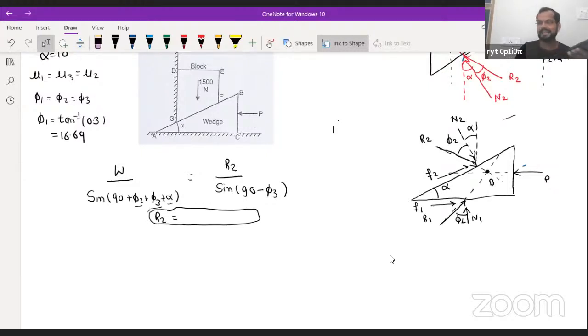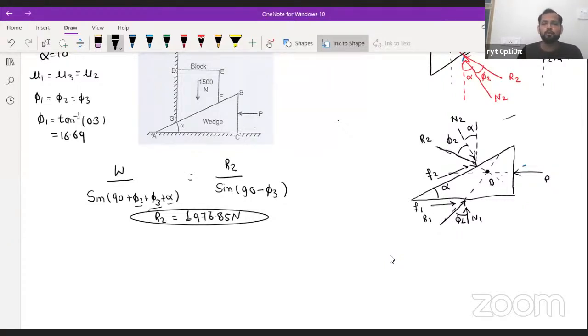Muhammad Jahid is saying 1976.85. So are all of you getting this value only, or anything different? Very good. So Nihant is already getting this value. That means R2 is equal to 1976.85. So I am finalizing this value of R2 now.